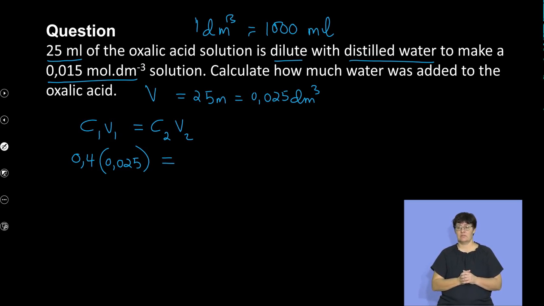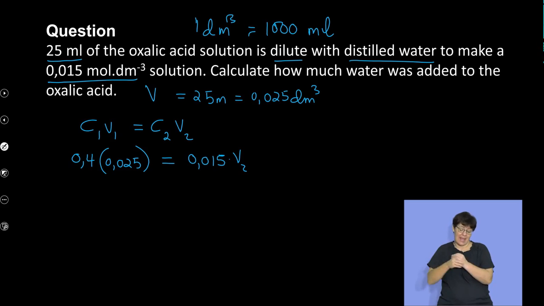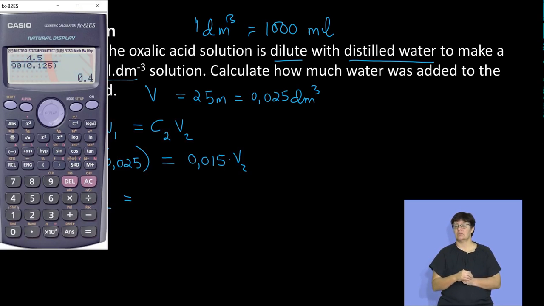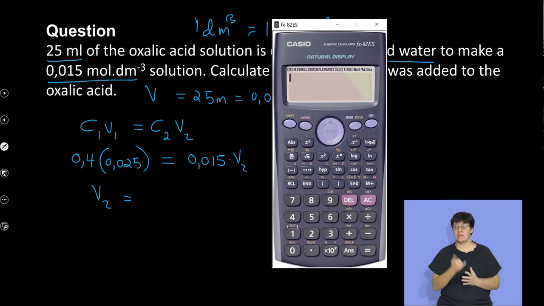Now the new lower concentration after adding more distilled water becomes 0.015. Now we want to understand what's the new volume. This is going to give us an indication of how much water was added. So we can determine the new volume after adding water. So we can go to our calculator and say, okay, what do we have here?